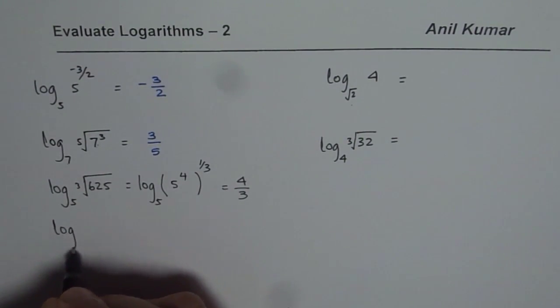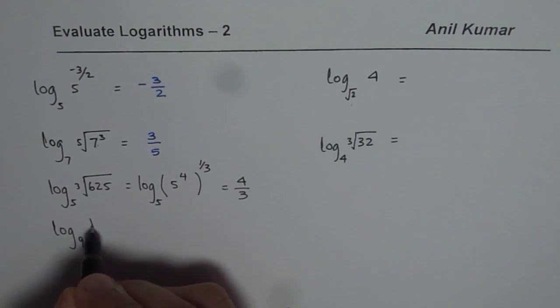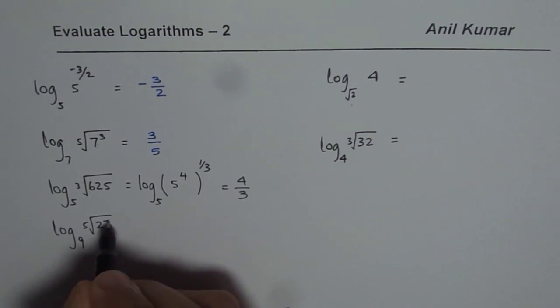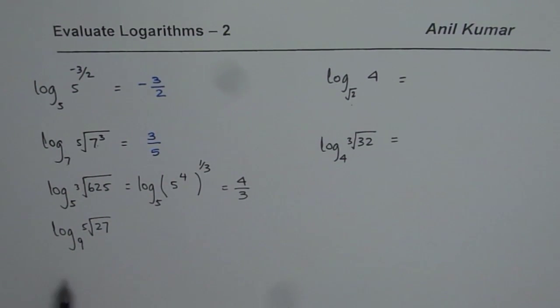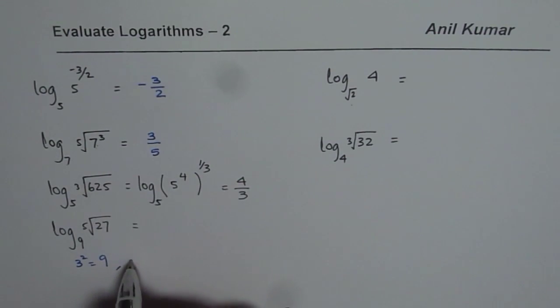Now this is your practice question. I will write a number which is not directly related. For example, I can write 9 here, and I say fifth root of 27. Now you know that 27 could be written as 3 cube, and 3 can be written as square root of 9. That could help you to solve this question. So that is your question to do. What you know here is, let me write down so that you get help: 3 square equals 9 and 3 cube equals 27. That should help you, right?